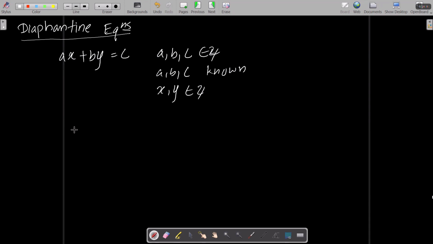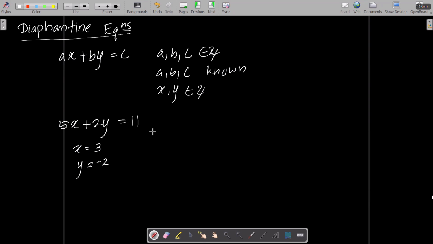So for an example, let's say 5x plus 2y equals 11. For this one, we can have a solution as x equals 3 and y equals minus 2. So this would satisfy this equation. Let's say x is 3, 5 times 3 is 15, minus 4 is 11. But this is not the only answer. There might be some other pairs.